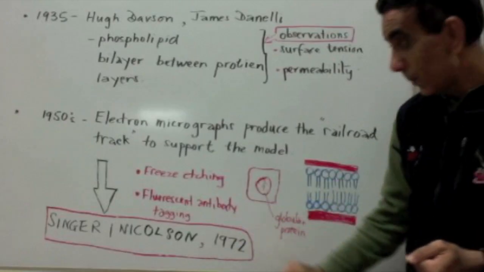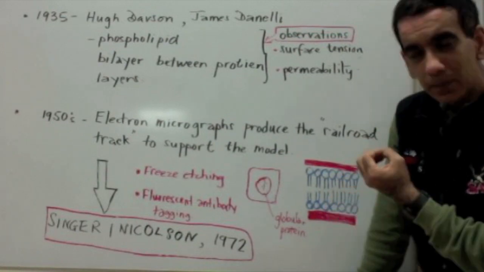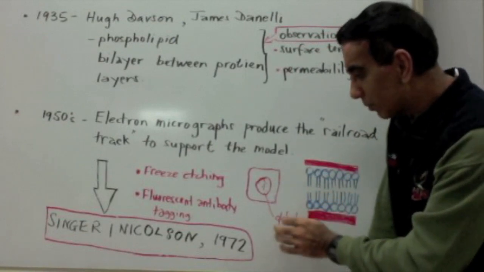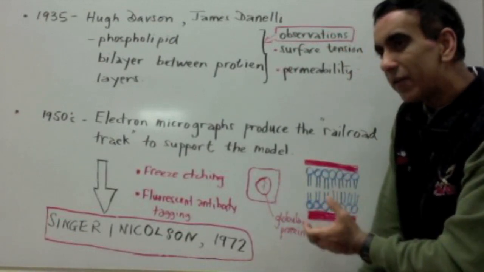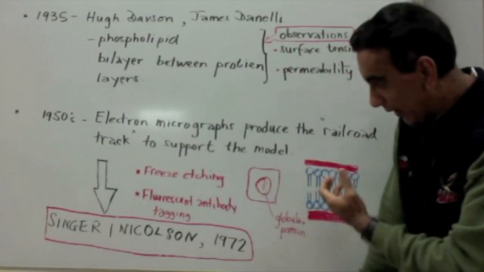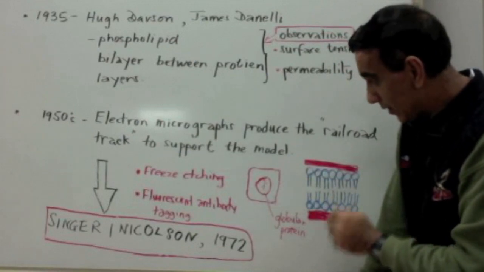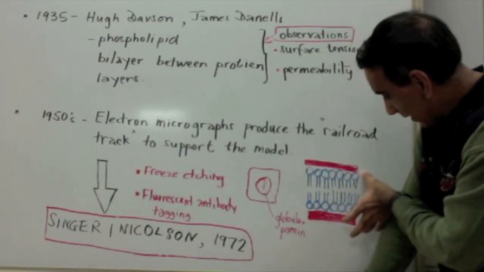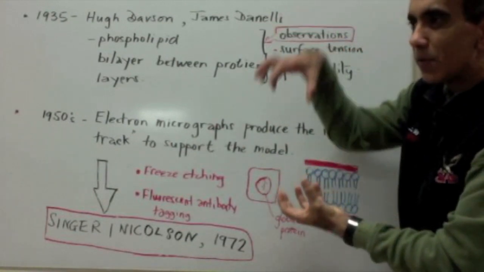And then, with advances in microscopic techniques and the quality of electron microscope images, Singer and Nicolson were able to propose the fluid mosaic model. Using evidence from freeze etching and advanced techniques like fluorescent antibody tagging, today we realize that the cell membrane is not a sandwich model, but it is made up of transmembrane protein.